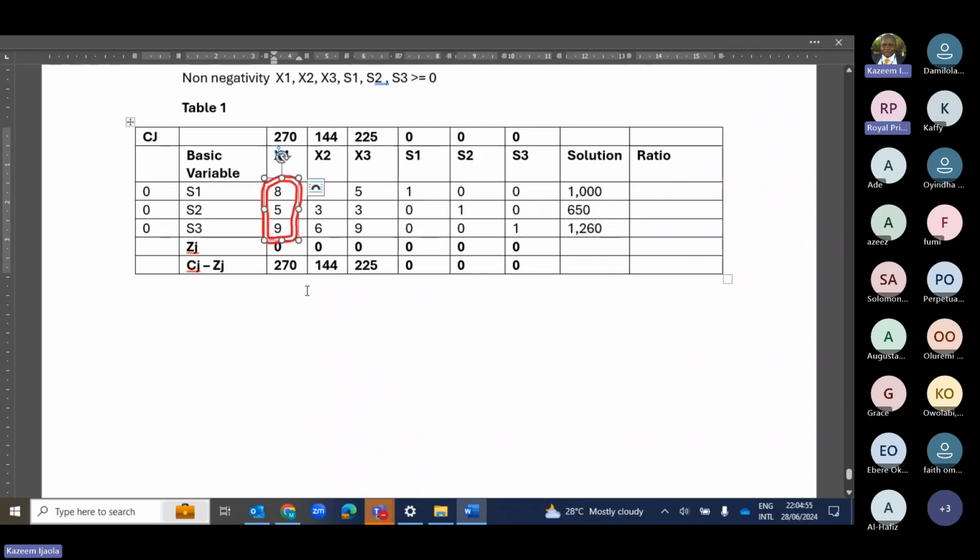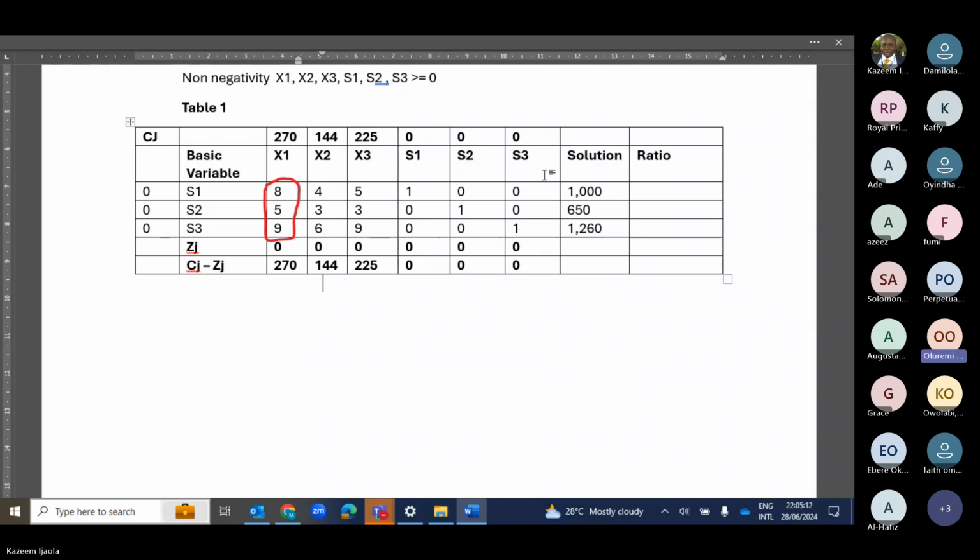Now that you have the lowest and highlighted 270, what do you do next? Can somebody tell me the next steps, please? What is the next step?